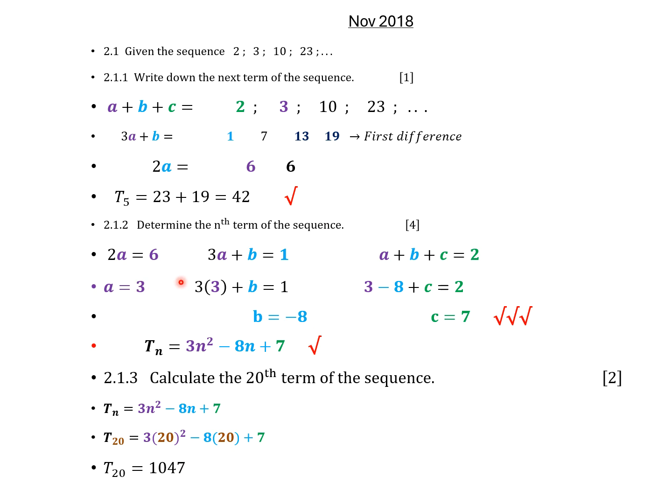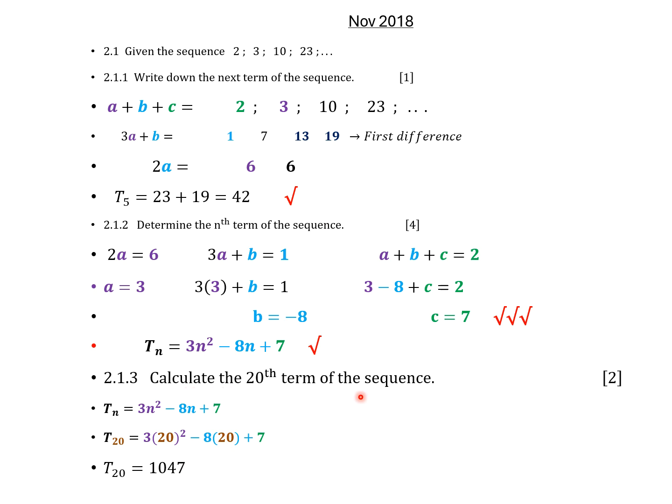1 mark for getting a correctly, 1 mark for getting b correctly, 1 mark for getting c correctly. Writing out the formula, remember the formula reads an squared plus bn plus c. So a there is 3n squared minus 8n plus 7. So 4 marks for finding the nth term.